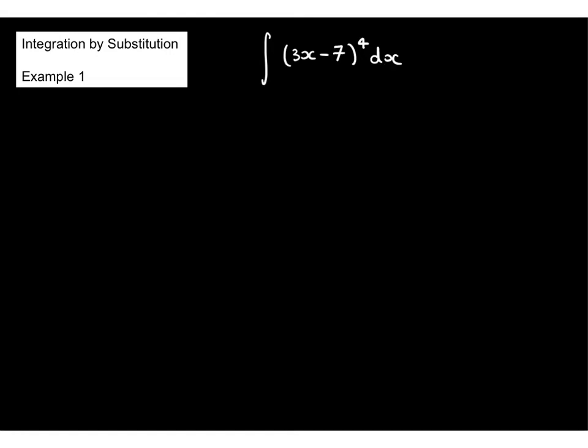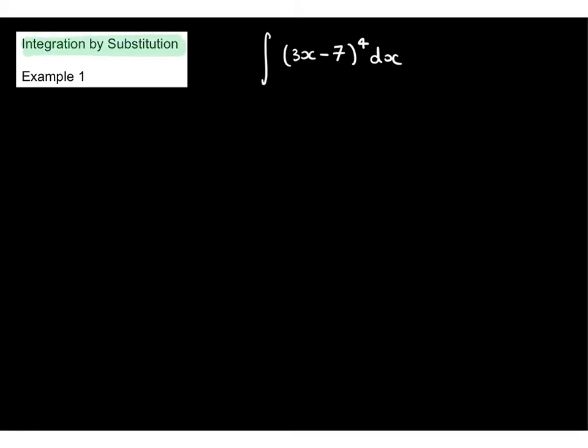If you worked it out, you would have to expand this using Pascal's triangle or a binomial expansion, and then integrate term by term, which is a lot of work for what looks like a very simple integral. And yes, there is a much simpler way in which we can do this. It's called integration by substitution. We're going to introduce it in this lesson.